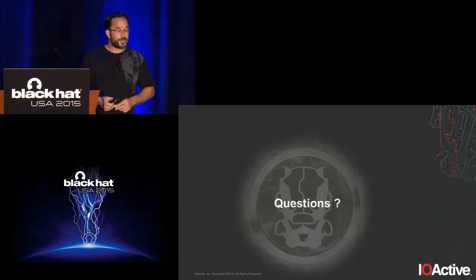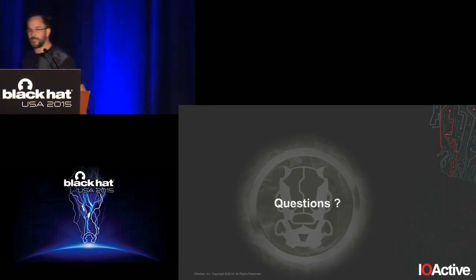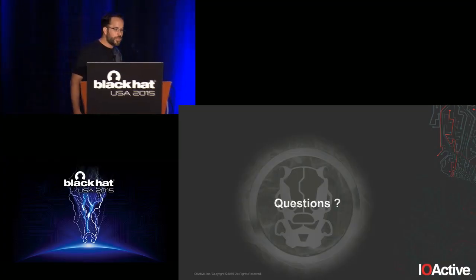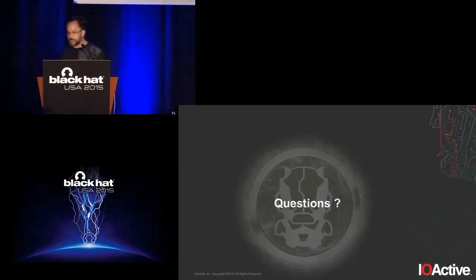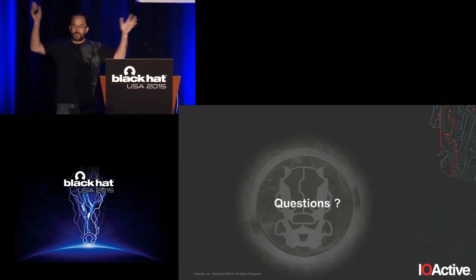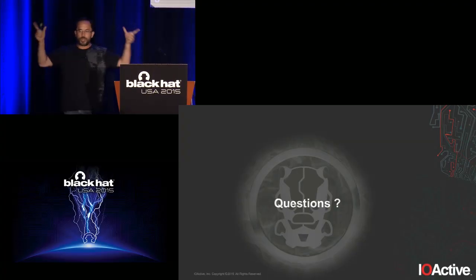Does anyone have any questions? What if you're trying to read a very large file like /dev/random? The question is, what if you're trying to read a very large file like /dev/random? It will only read the very first 80 characters. So it will stop immediately after that, and it will show you that.